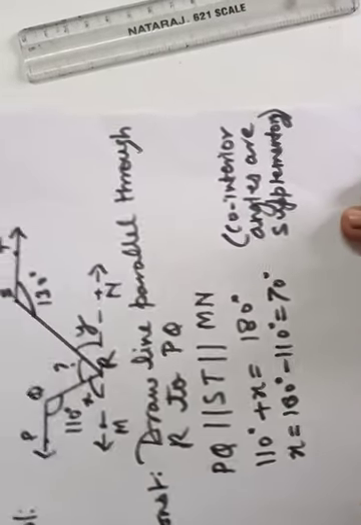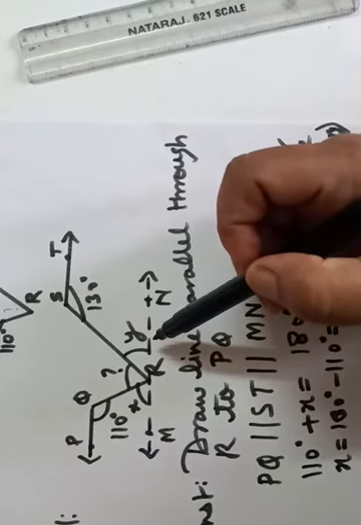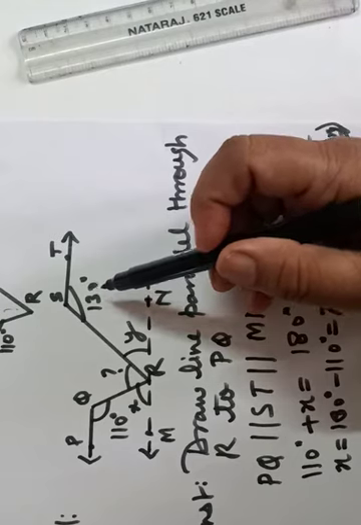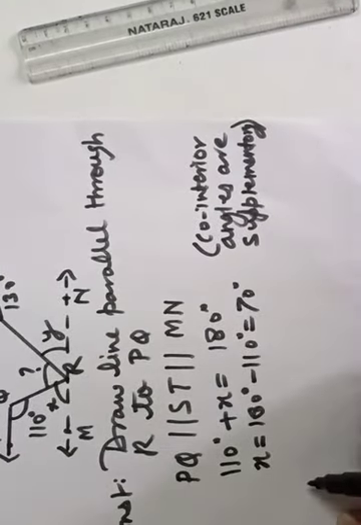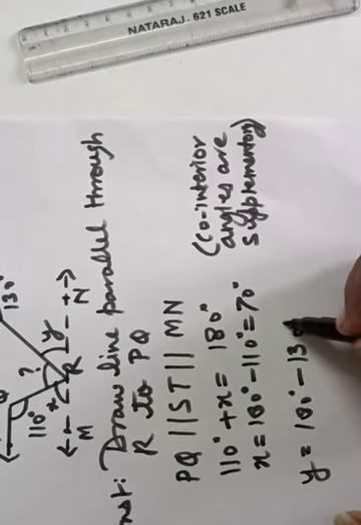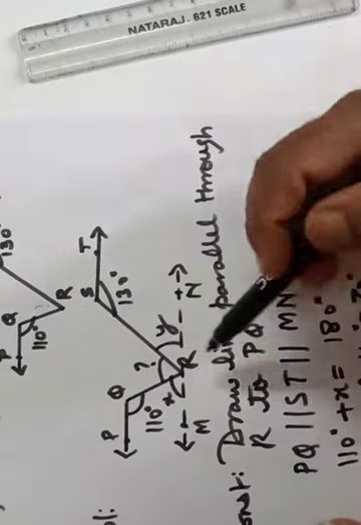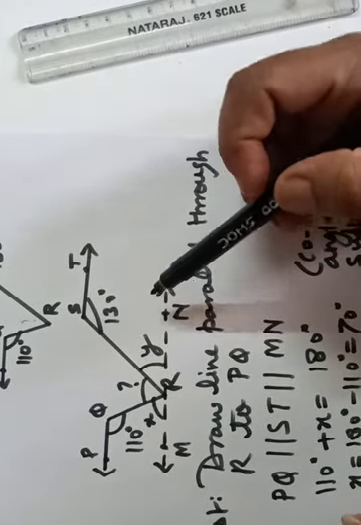Yes. Similarly, angle 130 and Y is also a co-interior angle. Hence, Y is also equal to 180 degree minus 130 degree. Reason is same. I hope it is clear. I am not writing it again. So, Y is equal to 180 degree minus 130 degree, that is equal to 50 degree. So, we have found the value of Y, that is 50 degree. Y and 130 both are co-interior angles.